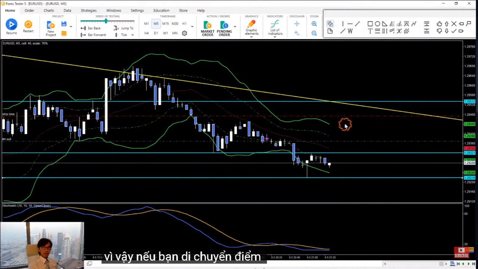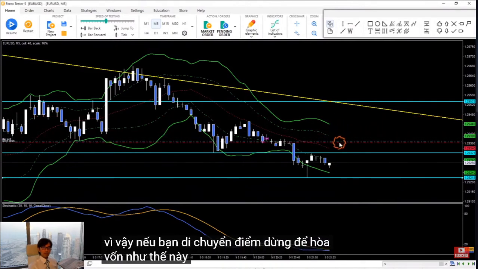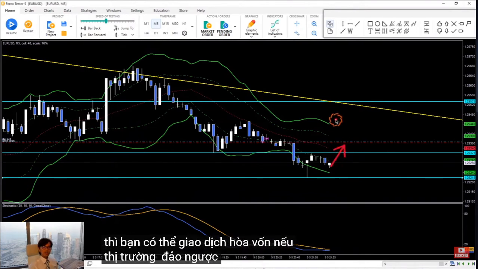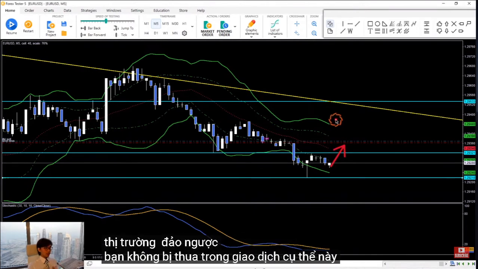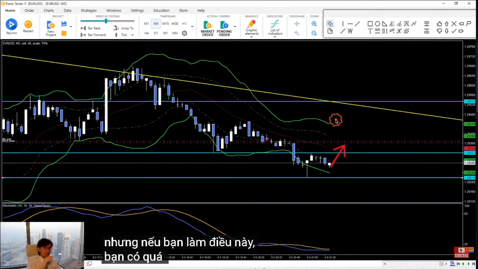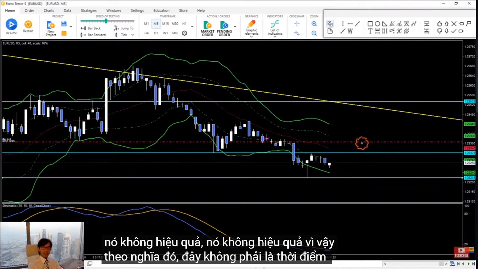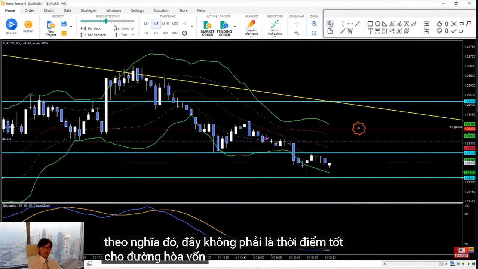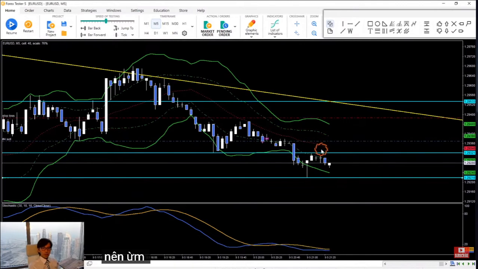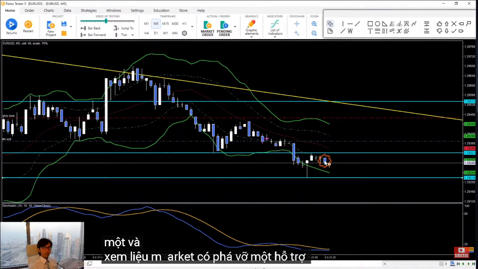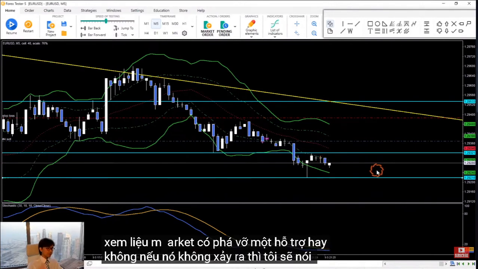So if you move the stop loss to break even already like this, then you might have a break even trade if the market reverses. You don't lose in this particular trade, but if you do this, you have too many break even trades. So it's not effective, it's not efficient. In that sense, this is not a good timing for the break-even line yet. So let me move the candles one by one and see if the market breaks a support or not. If it doesn't, then I will talk about the exit time.